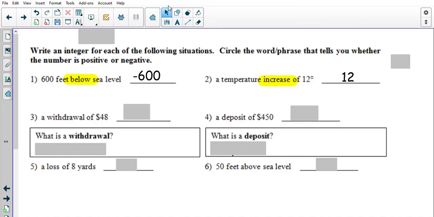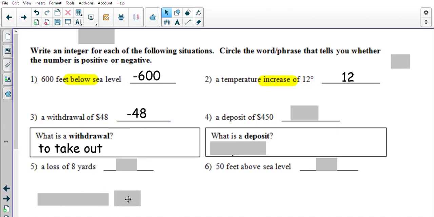Number 3, a withdrawal of $48. We see this word a lot in math. It's a word we need to be familiar with. What do you think a withdrawal is? If you were thinking that a withdrawal means to take out something, then you're correct. So if we're talking about a withdrawal of $48, then that's going to be a negative value. So this will be negative 48.